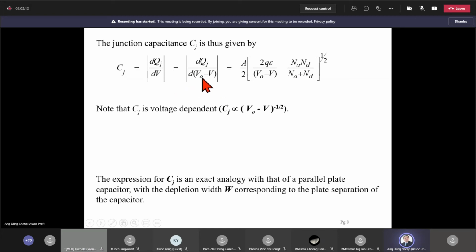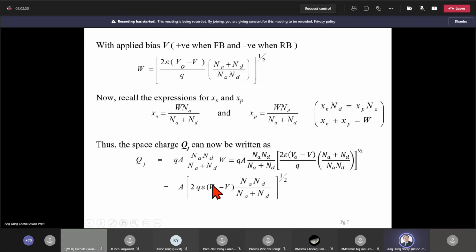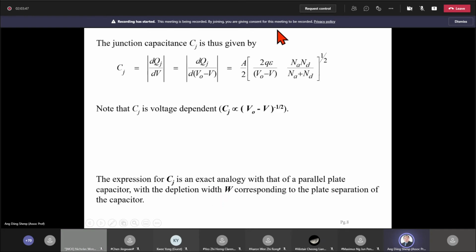Now, since V0 is a constant, we can write dQj over dV as dQj over d(V0 minus V), because V0 is a constant and upon differentiation it will go to 0. So you can easily differentiate the Qj expression with respect to V0 minus V instead of V. It doesn't make much of a difference. Equivalently, we can also differentiate Qj with respect to V0 minus V since V0 is a constant. And the final result that you get will be shown here.